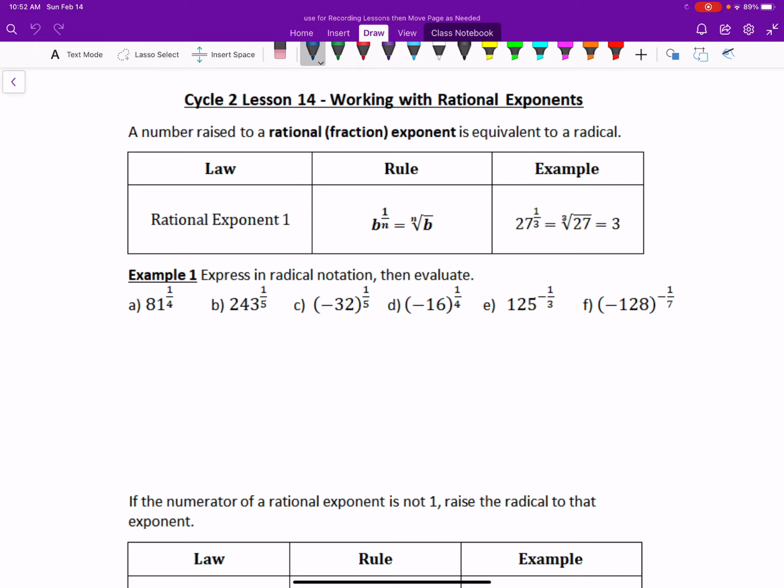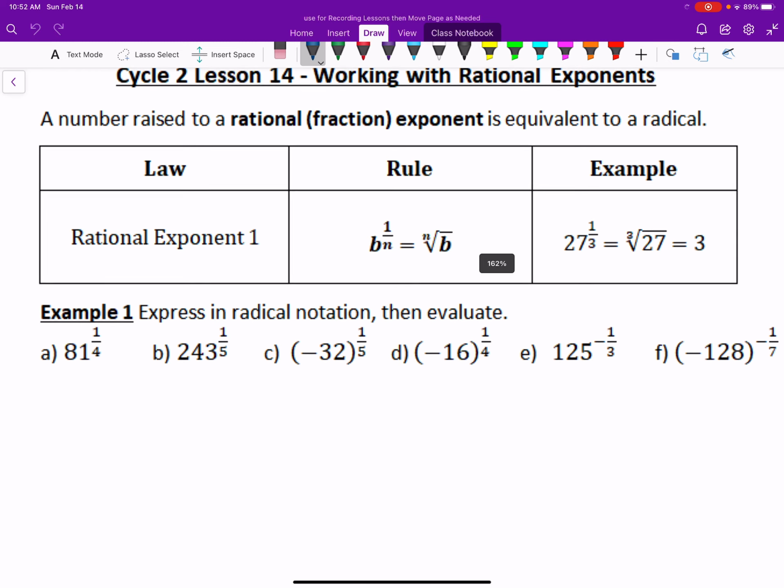In this lesson, we're going to continue working with exponents, and we're going to learn another rule. We're going to learn what to do if we have a rational, in other words, a fractional exponent. And what you'll see is a rational exponent is equivalent to a radical.